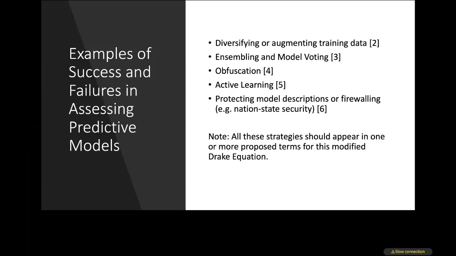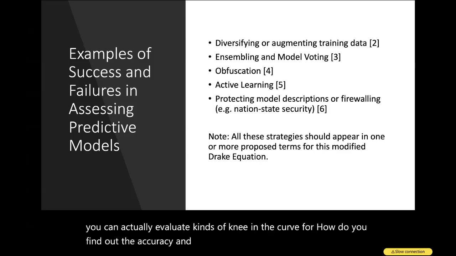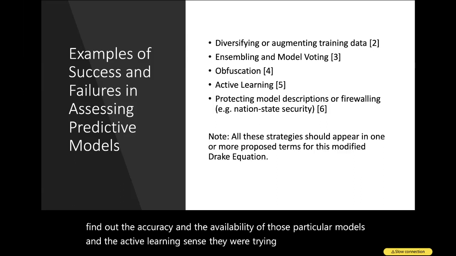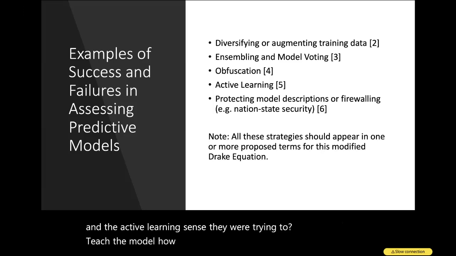Active learning. It's this methodology that says, one of the original use cases of active learning in the machine learning field was to say, if I have a set of 1 million images, what does it take for me to get to 80% accuracy on a model? And so what you would do is you'd incrementally provide images to the model, and you'd see what kind of accuracy you get back. Because you have labeled data, because you know all the right answers, you can actually evaluate the knee in the curve. How do you find out the accuracy and the availability of those particular models? In the active learning sense, they were trying to teach the model how to avoid adversarial attacks.